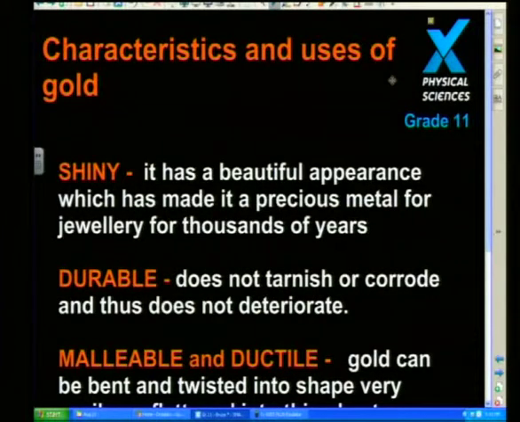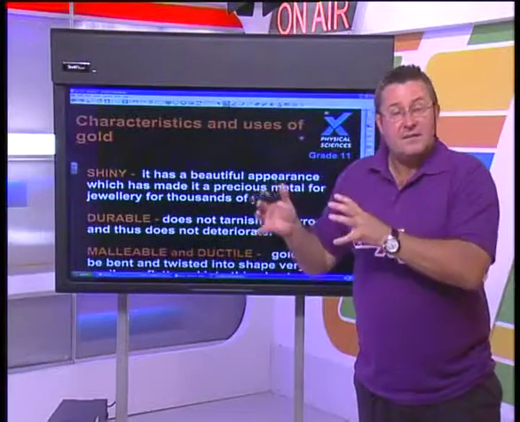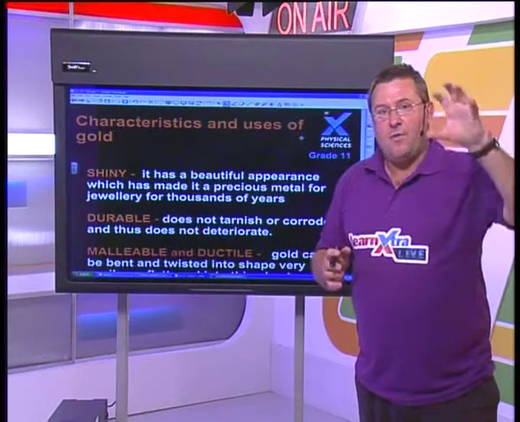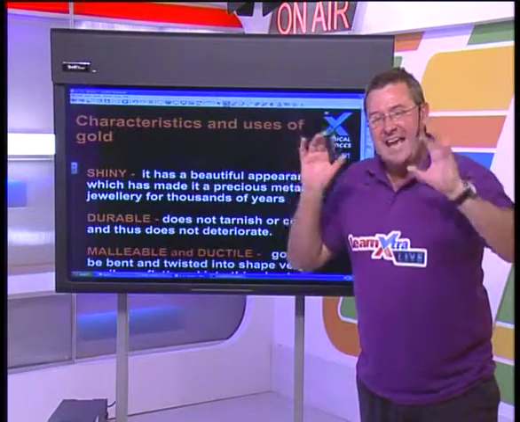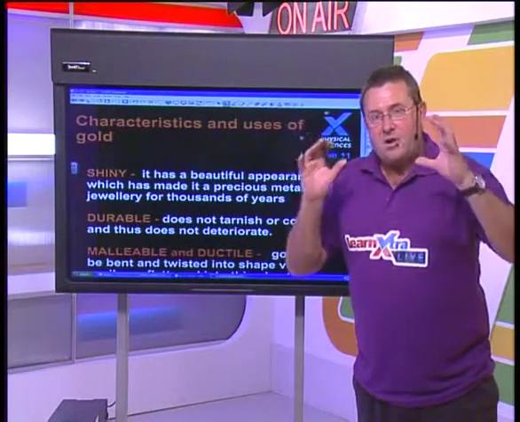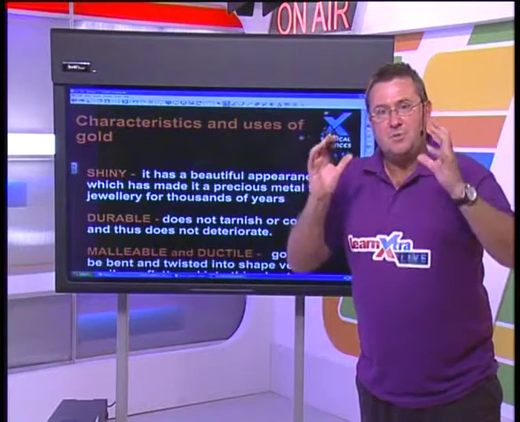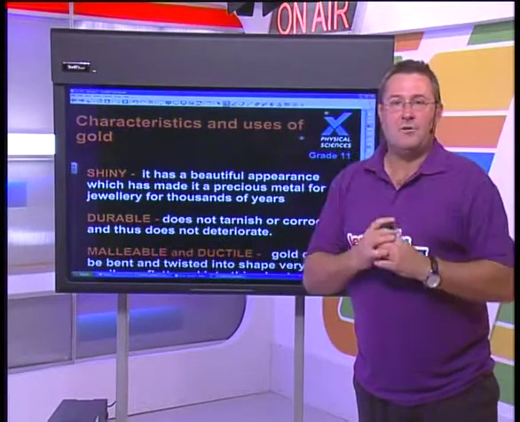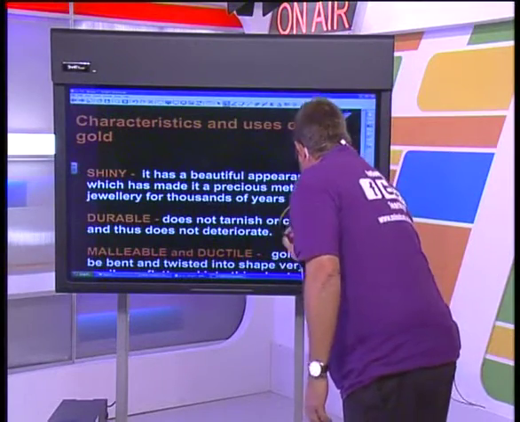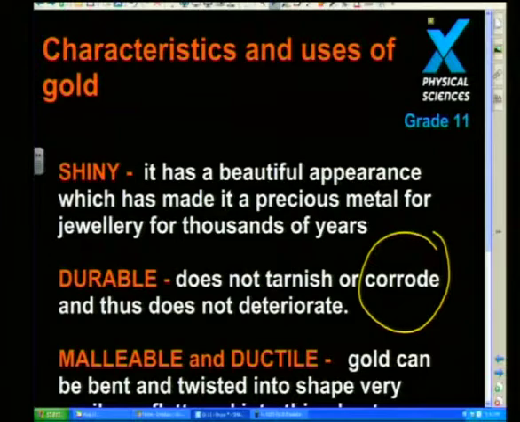Now, what does that word durable mean? Durable simply means that it doesn't tarnish. It doesn't lose its color, it doesn't lose its shininess or anything like that. So in other words, a piece of gold that's been around for 1,000 years would have looked exactly the same, whether we saw it 1,000 years ago or whether we saw it today. That gold remains a nice, beautiful, shiny piece of that yellowy orange metal. So it's a very durable substance, and it does not corrode.